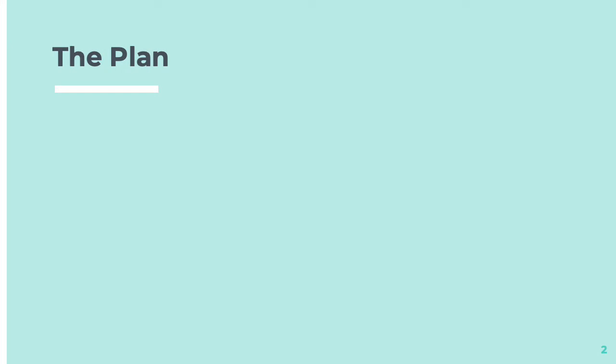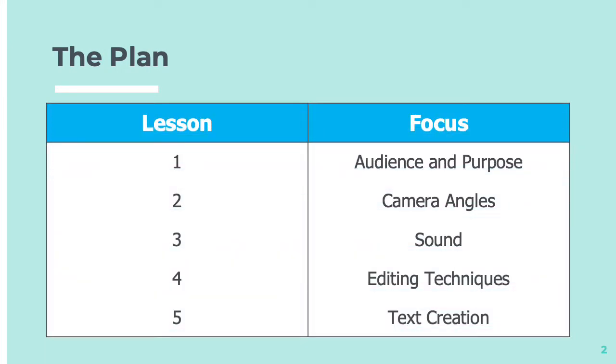So what's our plan looking like for the next few lessons? Well, if we take a look at this table, then you can see that lesson 1, and that's today, we're going to be talking about audience and purpose. Lesson 2 is camera angles. Lesson 3 we're going to be looking at sound, so that's next week. Lesson 4 is editing techniques, and then the following week, so the beginning of the third week, we'll be doing a little bit of text creation, and we'll discuss in a bit more detail what that's going to be like closer to the time.